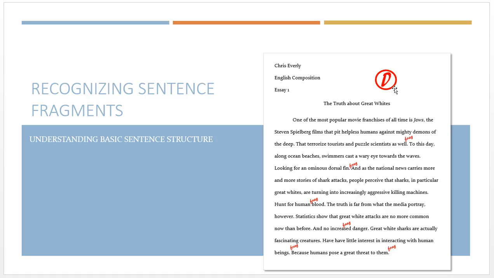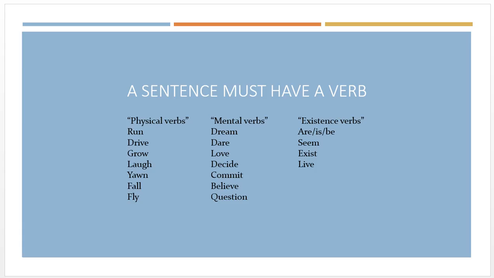In this tutorial, I'm going to show you the basics of sentence structure and how to repair some of the most common sentence fragment types. I'll also show you a quick test for your sentences that you can use to determine if they are complete or fragments. So the first criteria for a complete sentence is a verb.